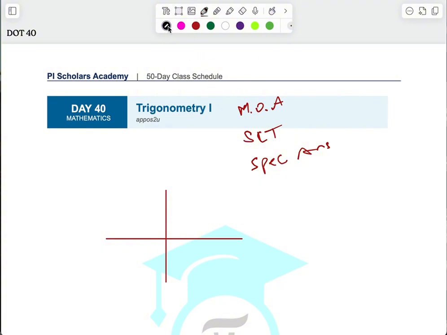But the first thing you need to know is that if this is representing the y-axis, and this is representing the x-axis, or this is representing the vertical axis, and this is representing the horizontal axis, angles are usually measured starting from the positive x-axis. That's the first thing you need to know. And secondly, angles are measured counterclockwise. So if I ask you to measure a certain angle now, you start from x and then you go counterclockwise in this manner.